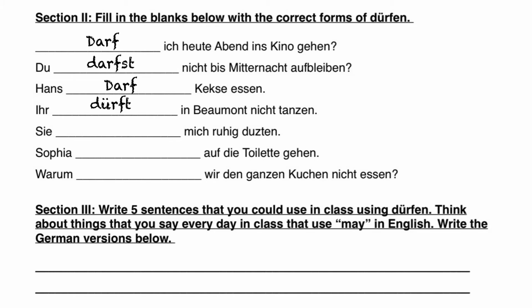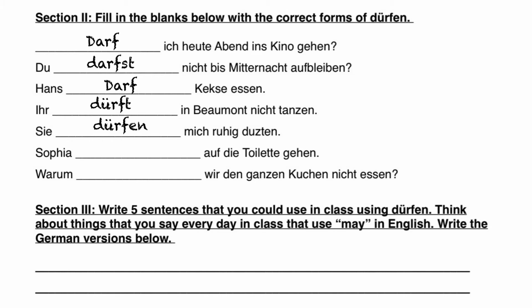Sie something mich ruhig duzen. And this one we know that sie is the subject because ich changed into the accusative form mich in this sentence, which makes that the direct object. However, it doesn't tell us whether it's the sie plural form, or if it's the sie that's the you form, or if it's the she form. So we have to use a little bit of logic here. Duzen means to allow someone to use the du form with you. So if you're going to say this, more than likely you're addressing somebody as you in this sentence, and so you're saying, you are allowed to say du to me. So we would say, Sie dürfen mich ruhig duzen. You are allowed to say du to me.